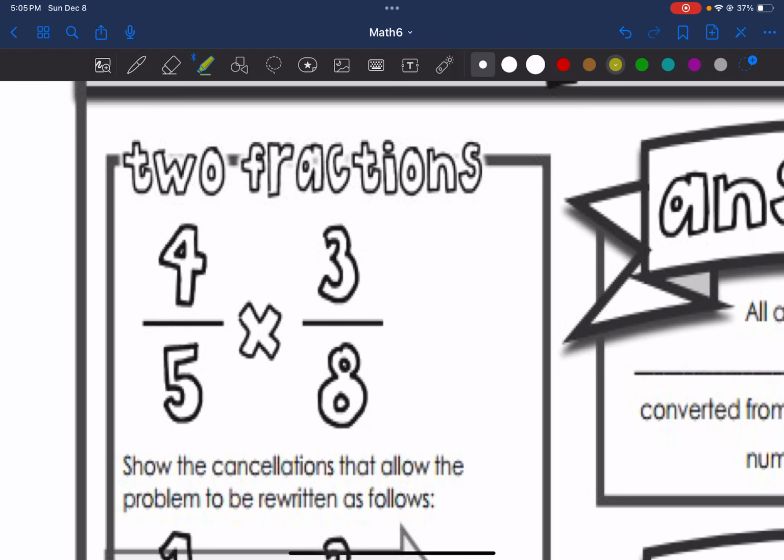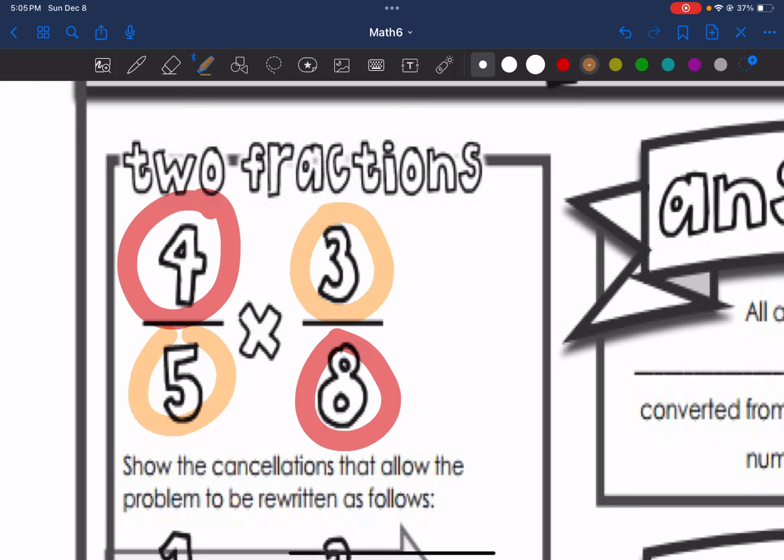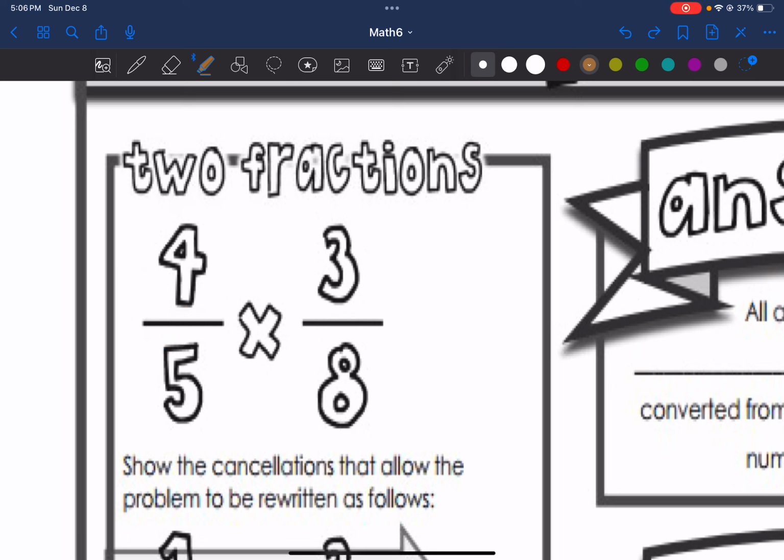So what I'm noticing here is when I look diagonally, I can do this thing called cross cancel, because I notice that these numbers in red have something in common, but in orange, they don't have anything in common. Even if I mix it up, 4 and 5 don't have anything in common, and I can only do one number from the numerator, one number from the denominator. So I'm going to focus on that 4 and that 8. What number can go into both?